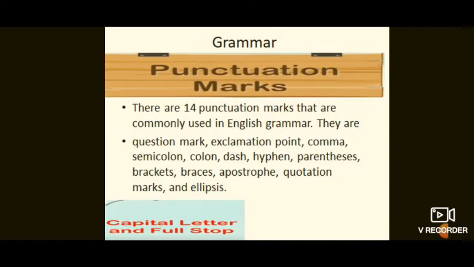Punctuation marks. The English language actually has a system of symbols and signs which is known as punctuation. And children, there are almost 14 punctuation marks commonly used in English grammar. There will be question mark, exclamation point, comma, semicolon, colon, dash, hyphen, parentheses, brackets, braces, apostrophe, quotation marks and ellipses. So we have already learned capital letter and full stop. Again, I will just give you a recap of the same.